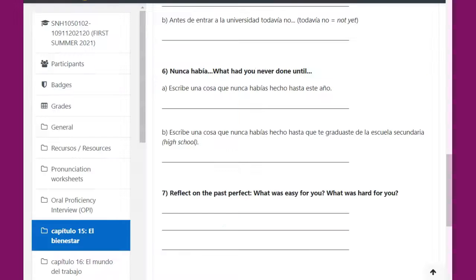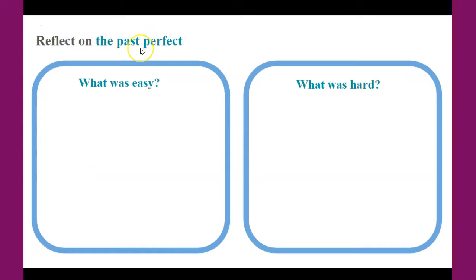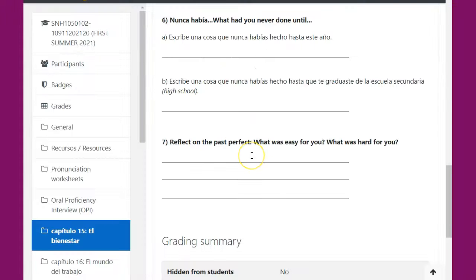The last question that I want you to answer here is your reflections on the past perfect. What was easy for you? What was hard? Maybe if you can express where you think you need help, if you need anything. So just try to express yourself about this topic, how you feel about it.